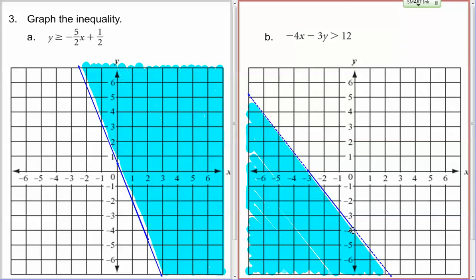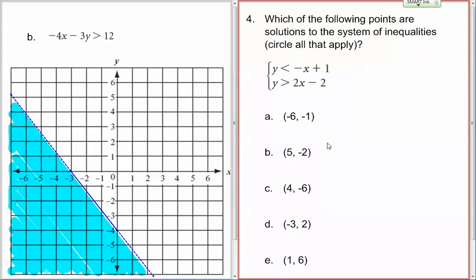The x-intercept at -3, y-intercept at -4. The point (0, 0) again does not work. So if we plug in 0 for x and 0 for y, we get 0 is greater than 12. And that is not a true statement, so we shade everything that doesn't include the point (0, 0) over here on the left. We're really rolling, but at least I'm catching my mistakes.